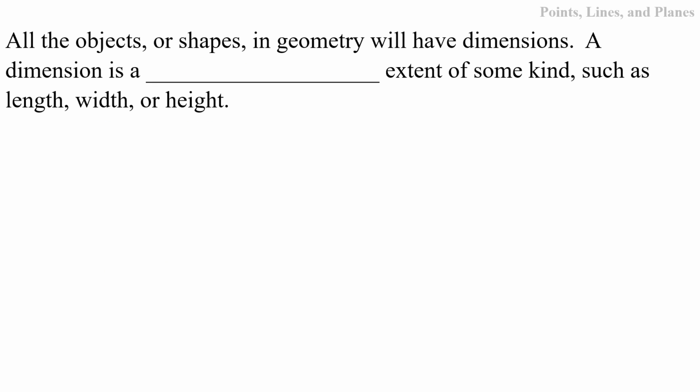Alright, all objects or shapes in geometry will have dimensions. And it's not a dimension like when you probably saw the Spider-Man movies, where they have different dimensions. This is not like that. Dimension in math is way different. A dimension is a measurable extent of some kind, such as length, width, or height.